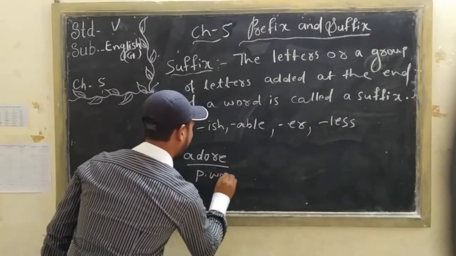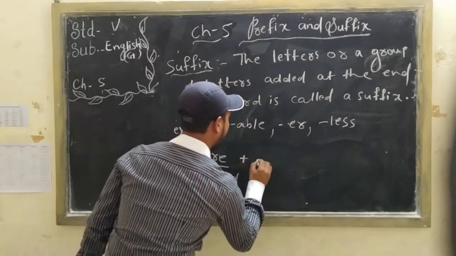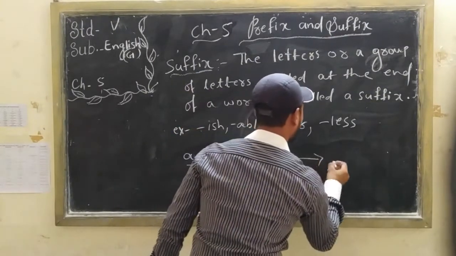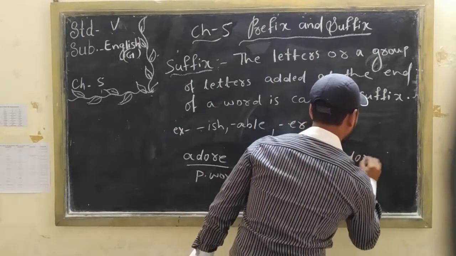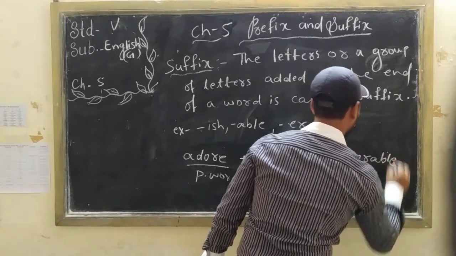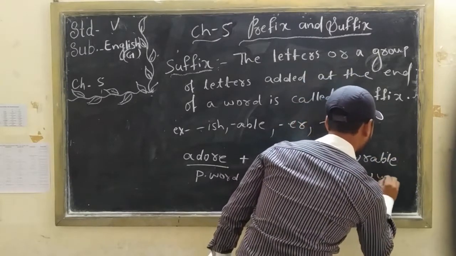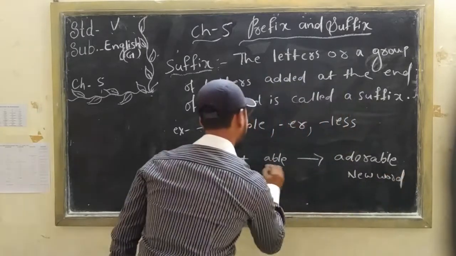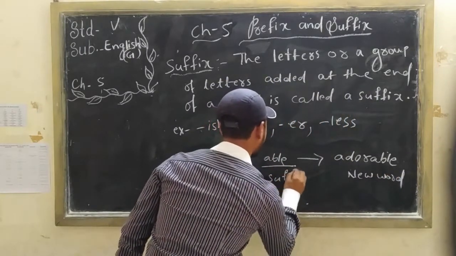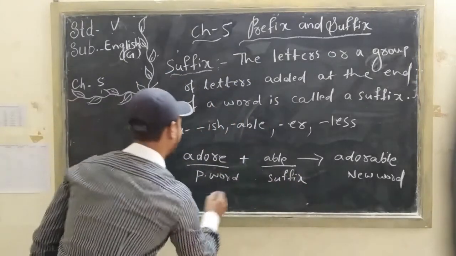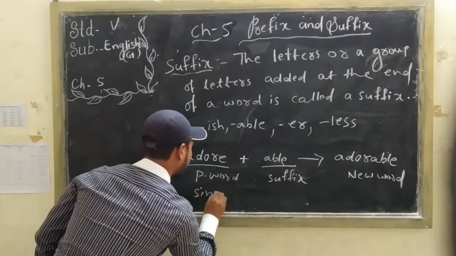It is a primary word. We add apple to make a new word that is adorable. This is your new word and this is your suffix. We can also add some more words.